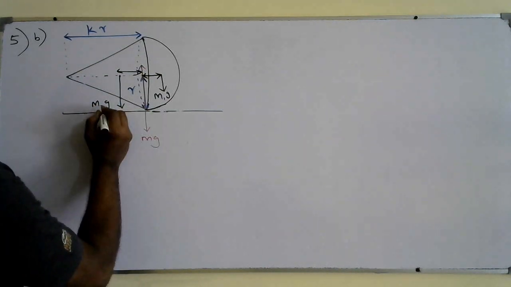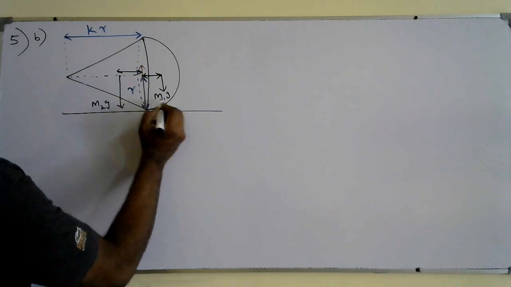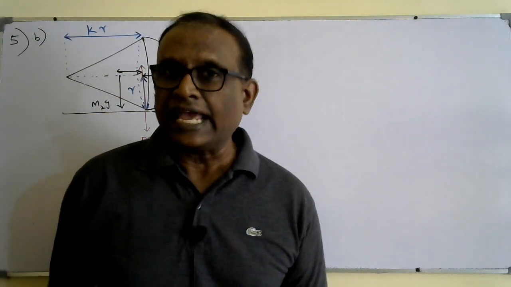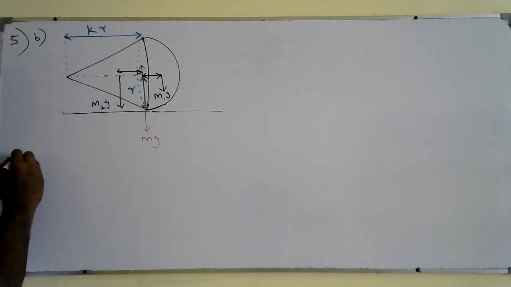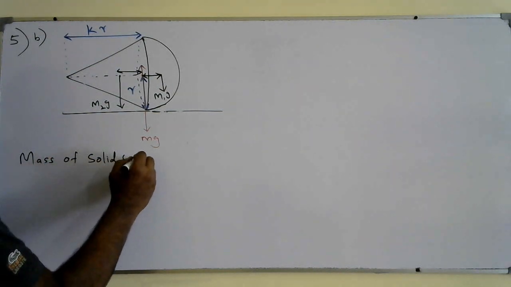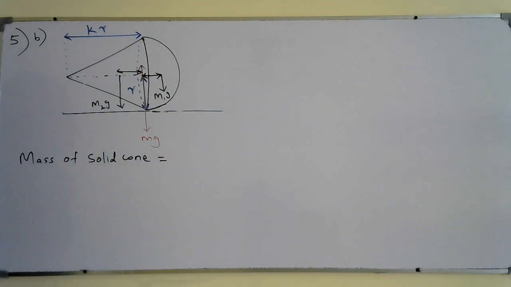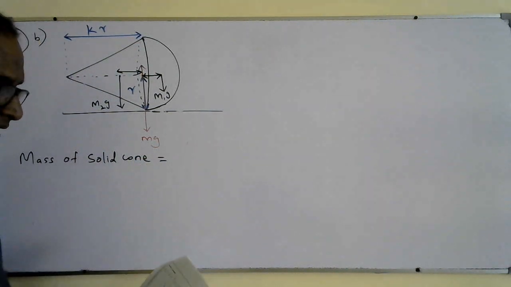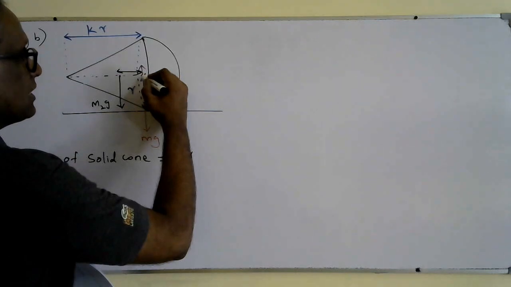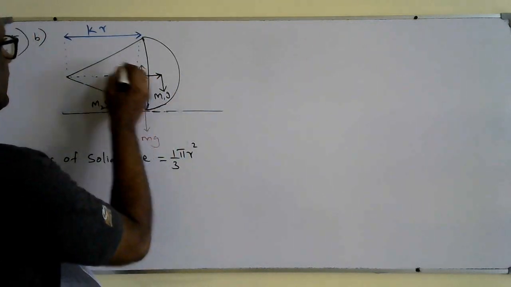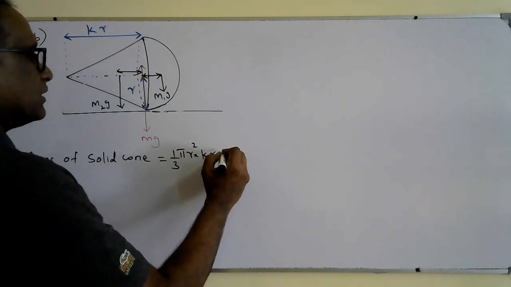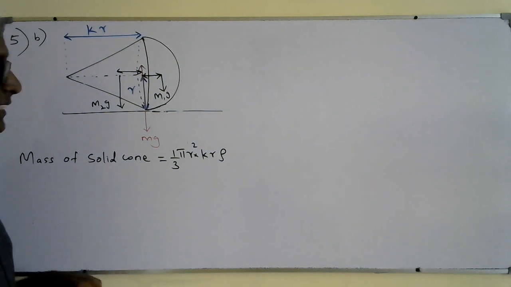So if you take moments, m2g into this distance must be equal to m1g into this distance. That's all. So we need to find the masses. So the mass of the solid cone: the volume of the solid cone is given by 1/3 pi r squared h, where r is the radius of the circular base. Here the height is kr. Then into the density rho. They are saying same material means same density rho.